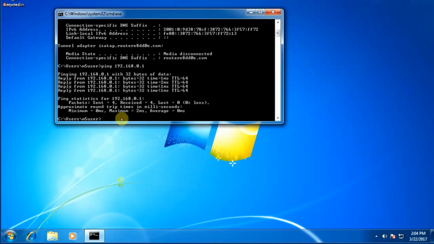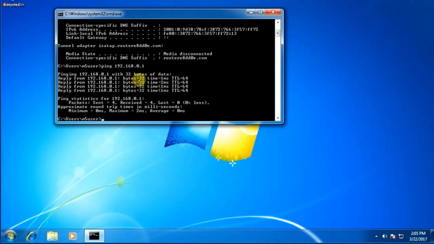My computer is sending test messages over to the gateway, which is usually a router, and I'm getting replies back. Replies are coming back from that router. It's telling me how long the round trip time was in milliseconds. So that's good. I know I can reach my router. That's a good sign. So from a local area network perspective, I know that my computer's connected to the local area network, and I know I can talk to the router.